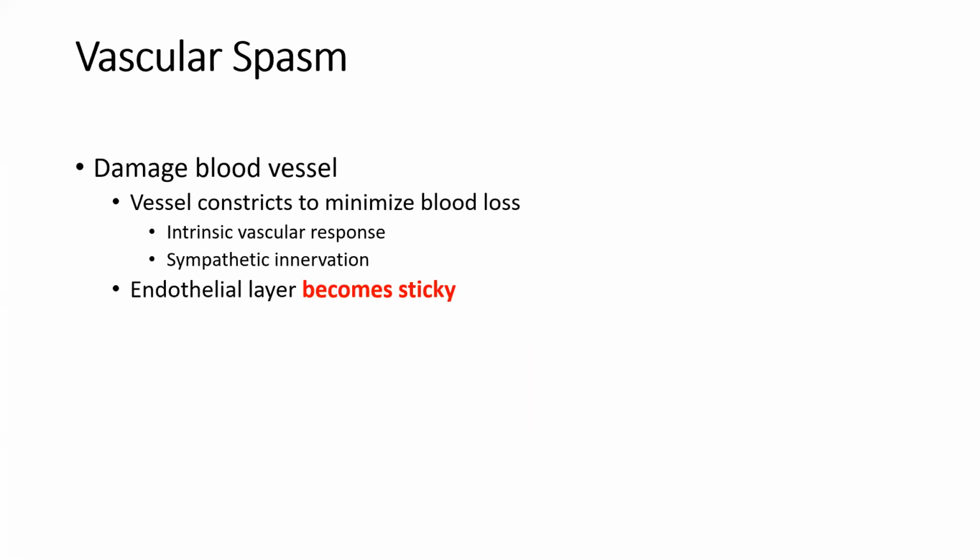So the endothelium becomes sticky as a way to attract some of the components that are circulating in the blood to start aggregating at that site and begin to heal that damaged blood vessel, okay? So vascular spasm is really the initial reactive or responsive part of blood clotting that is initiated within the vessel itself, mediated through the sympathetic nervous system.